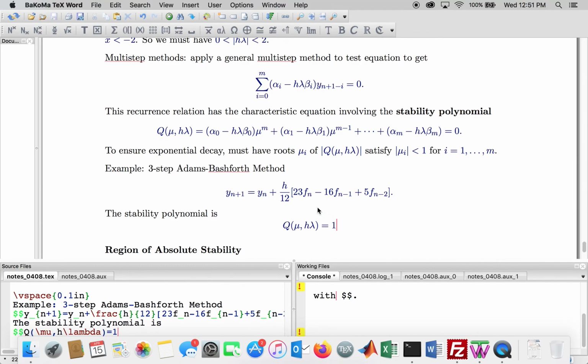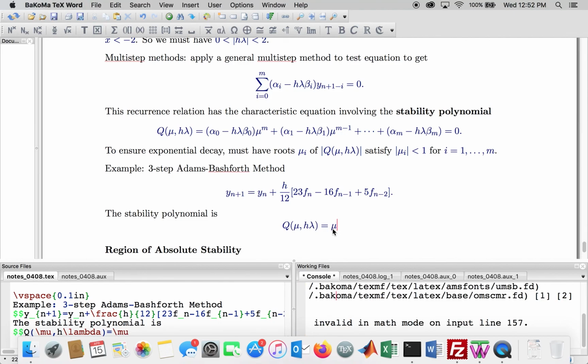So I have alpha 0 minus h beta 0. But beta 0 is 0 because this is an explicit method. So my leading coefficient is just 1. So that'll be mu cubed is my leading term. So we have a coefficient 1. That's going to be true for explicit Adams methods or Adams-Bashforth methods in general, that the leading coefficient is just 1.